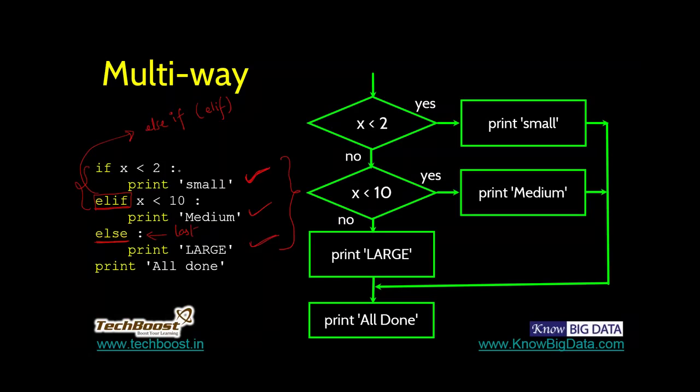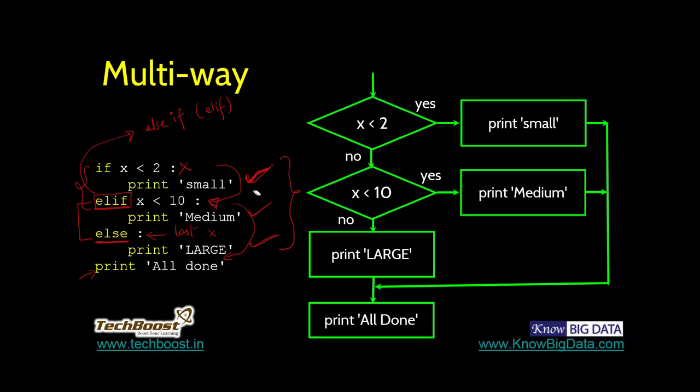So if x is less than 2, this will be executed and no more execution will happen under these two. It will come directly out here and print all done. If the first condition does not satisfy, it goes to the elif part. If this satisfies, it prints medium and does not execute the else part. It goes out and prints all done.